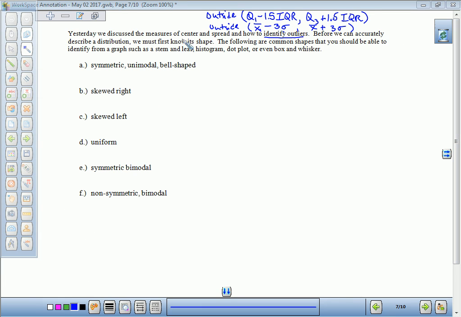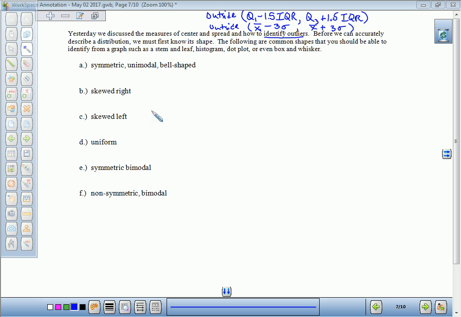All right, so yesterday we talked about two things. The center of the data, central tendency, where does the data tend to lie, and the spread of the data, the variation. So with measures of central tendency, it was mean, median, mode, right? Measures of spread, range, IQR, standard deviation. So we have 3 for each. And we also talked about identifying outliers.